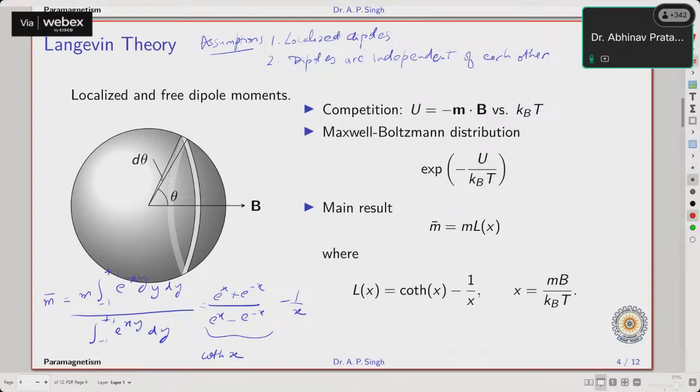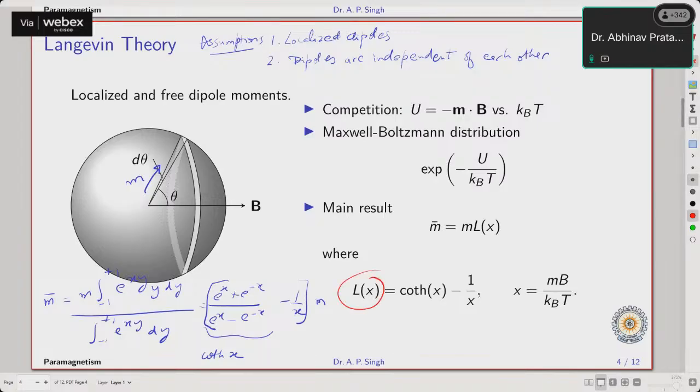Okay, and you can see that this L(x) function, acha, I forgot to multiply with m over here, so I have to multiply this whole thing by m. Remember what was m? m was the actual dipole moment of the dipoles. So here you will see that this average value of the dipole moment is given by the actual dipole moment multiplied by this function, which is written as L(x) over here.